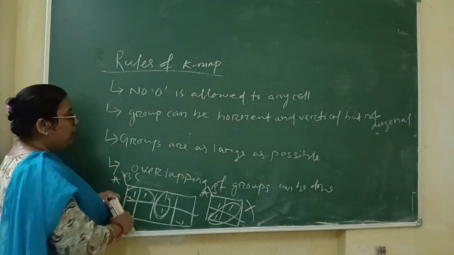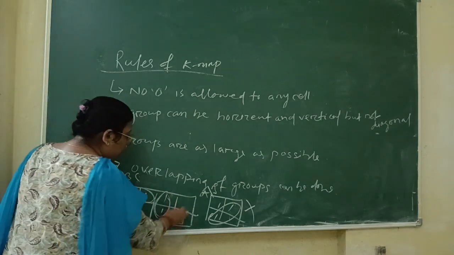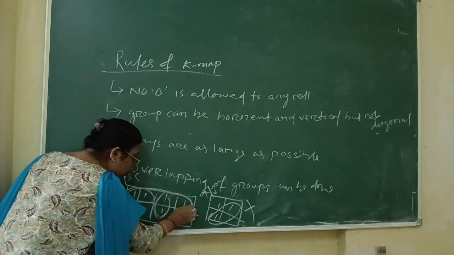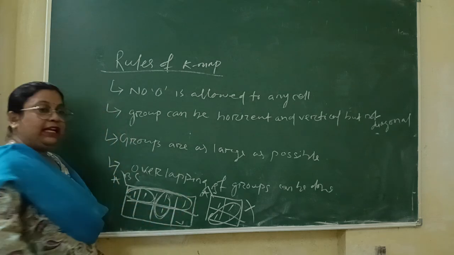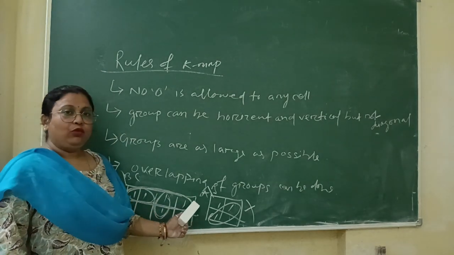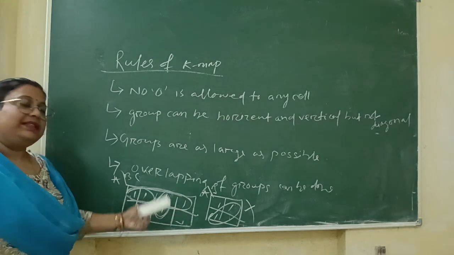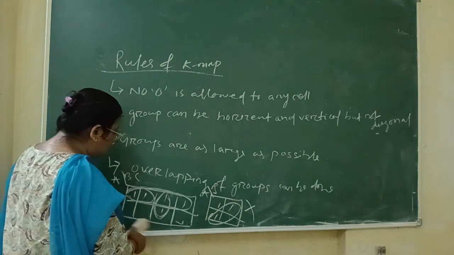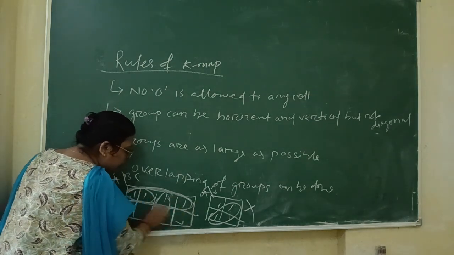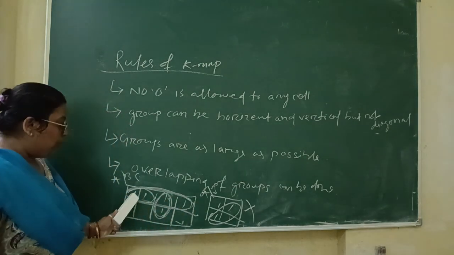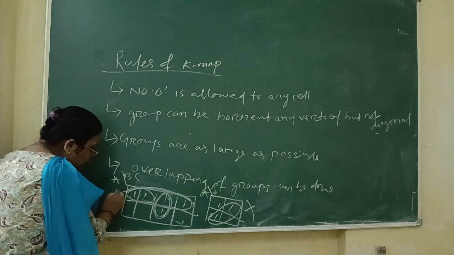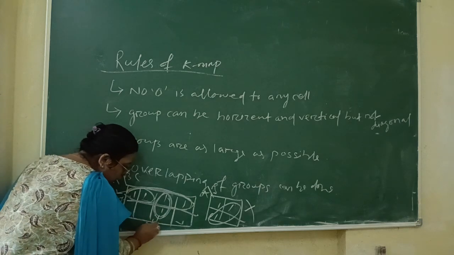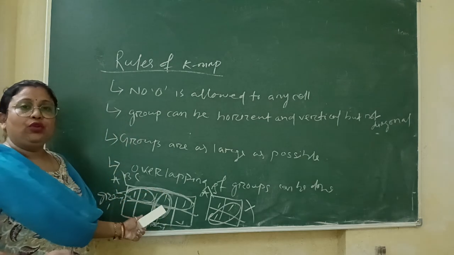Similarly, group as large as possible. That means if it contains 4 values, we can create a group taking these 4 values at a time. We can take these 4 ones at a time to make a group that is as large as possible. Overlapping of groups can be allowed. That means suppose 4 ones are here and 2 ones are present here. Suppose this is group 1 and this is your group 2. Group 1 can be overlapped with your group 2.